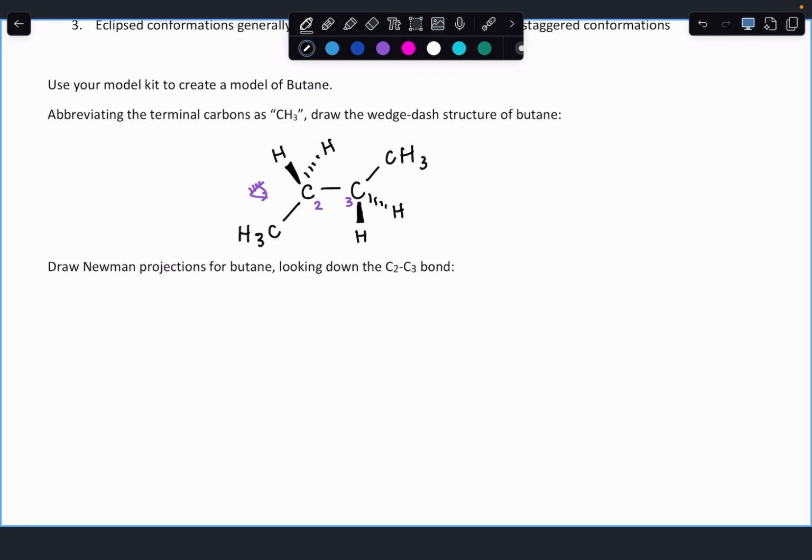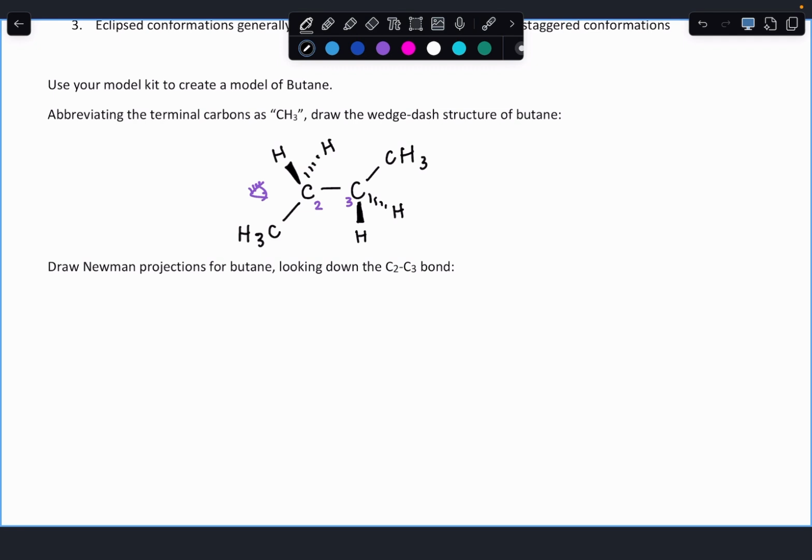I'm gonna talk through this first one. So again, you can do these without looking at the model kit, but I think to visualize it in your mind, you should know that these are 3D molecules and this is what they look like. So we've drawn it as a wedge dash structure like this. Now to do the Newman projection, we rotate it to put this carbon in front.